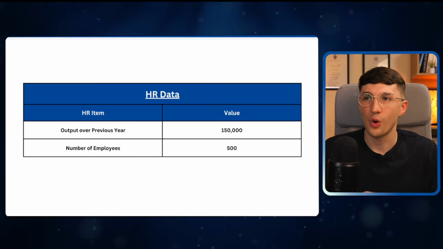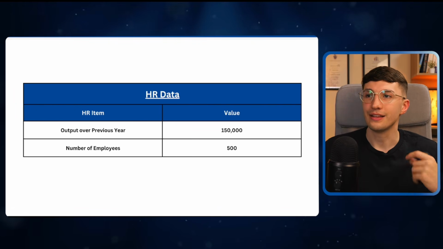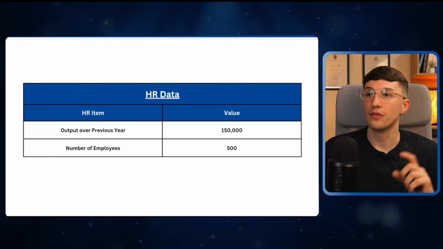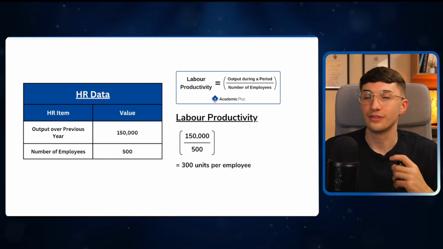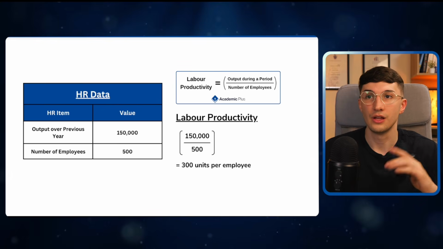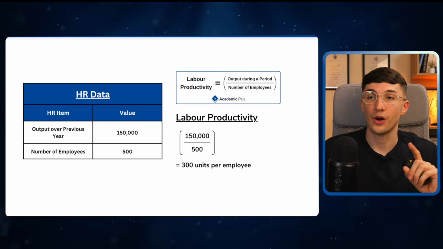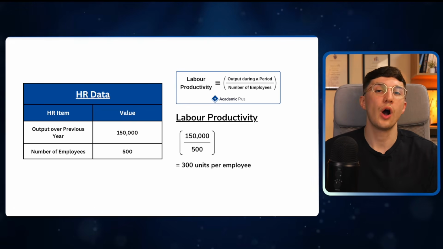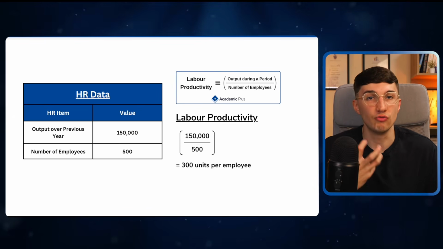So, as an example, I've gone really simple with the data here. I'm just going to give you everything that you need to know. Let's say our output over our previous year is 150,000 units and the number of employees that we had are 500. So what we would do is we would take that 150,000 units divided by our 500 employees for that specific period of time, across that year. We've been able to identify that our labour productivity is 300 units per employee. So over that yearly span, each employee on average is producing 300 units each.